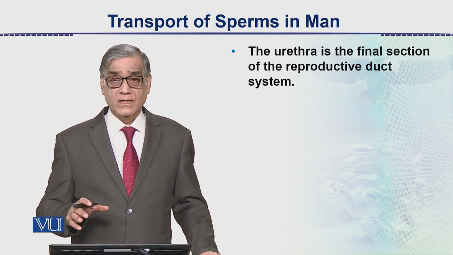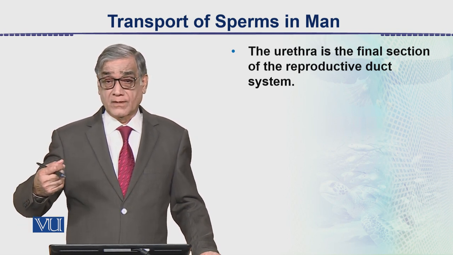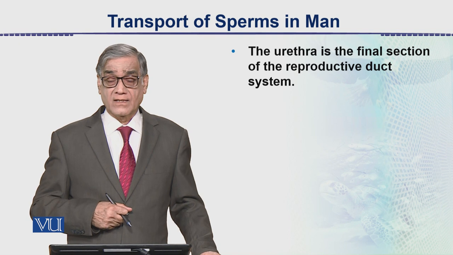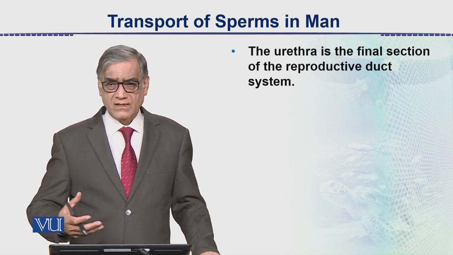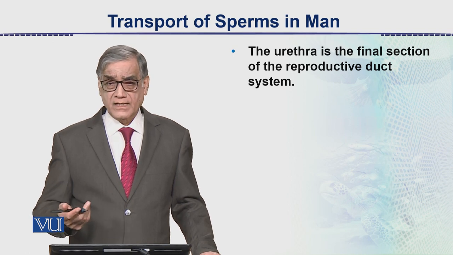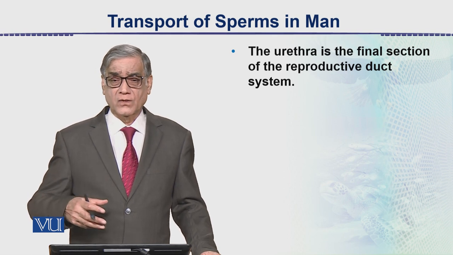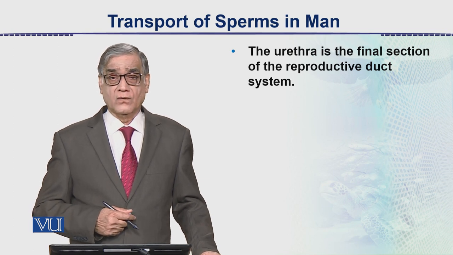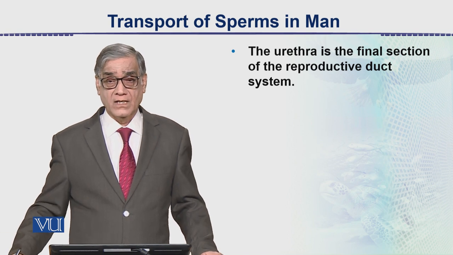So this is all about the transportation right from where the sperms are produced, and it gathers different collections from the glands, with the secretions of different glands: Cowper's glands, the prostate gland, then the ampulla. From there the fluid comes out of the body. So this is all about the transport of sperms in human males.